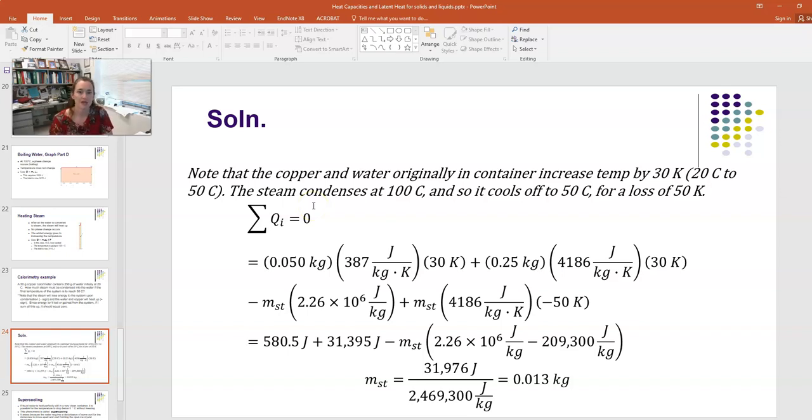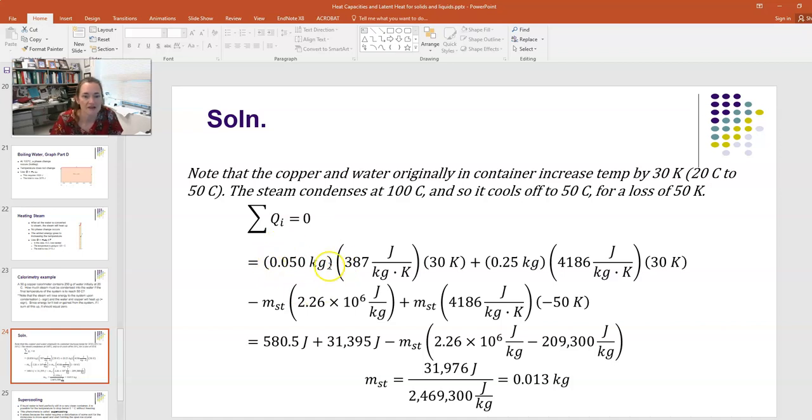Okay, now, the copper and the water originally in the container are not going to go through a phase transition. They're going to increase their temperature by 30 Kelvin, 30 Celsius. Remember the delta T, it doesn't matter what units you're in because the degrees are the same size. So they're going to increase their temperature from 20 C to 50 C, which is 30 C or 30 Kelvin.